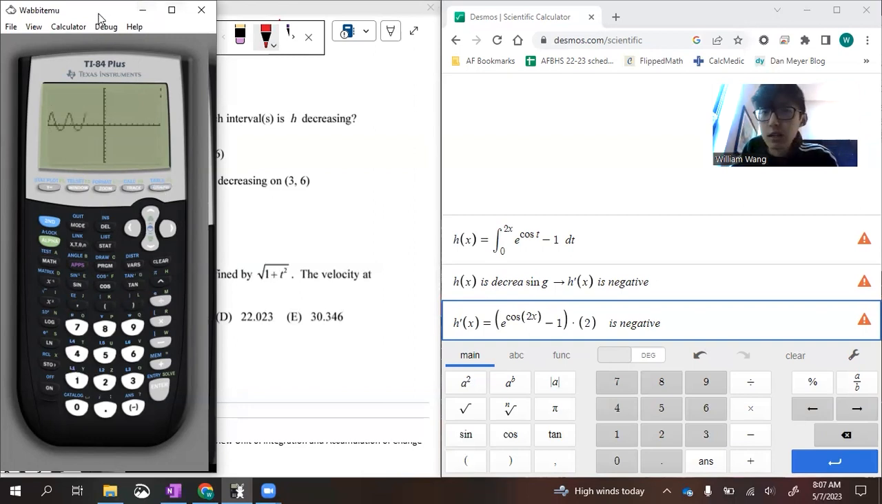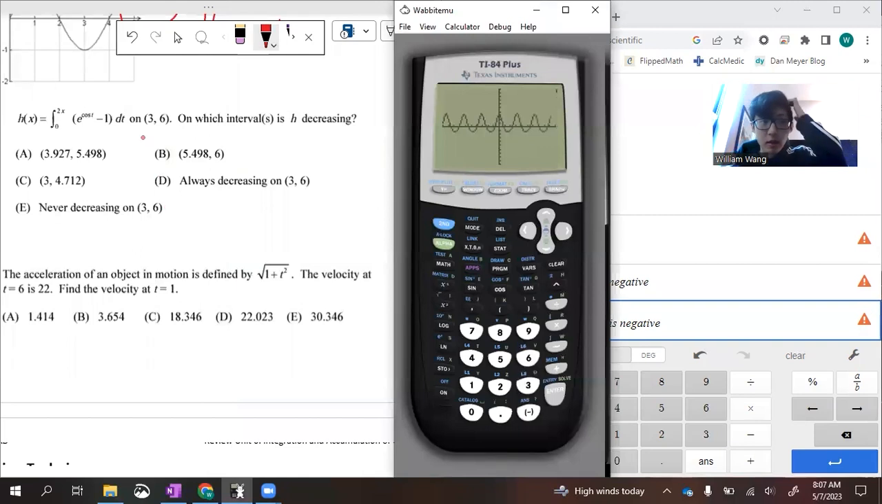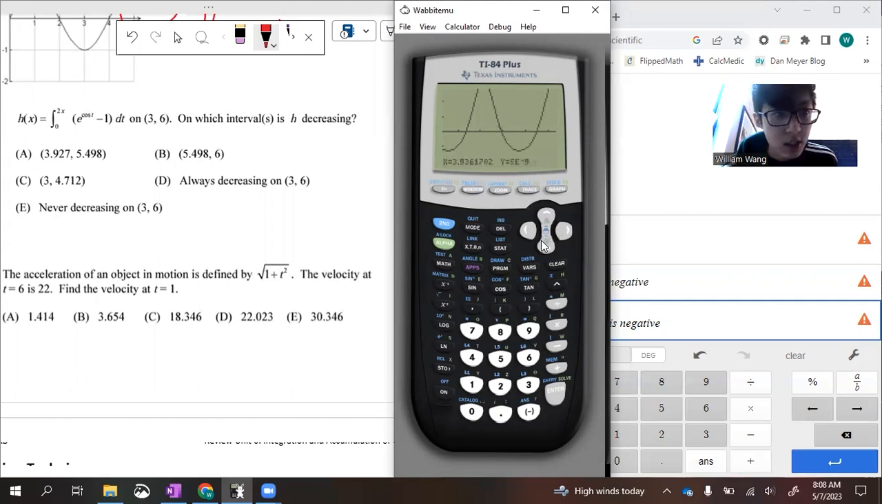All right, so it looks like it's negative in a lot of spaces, but I'm keen on the interval from 3 to 6. So let's go to 3 to 6. Here you can see the x values. From 3 to 6, it looks like it starts right here. So I'm going to zoom in really quick so I can see closer. I hope this zoomed in on 3 to 6. Good. It would be starting right here. It looks like it starts at 3.93, which is going to be A.